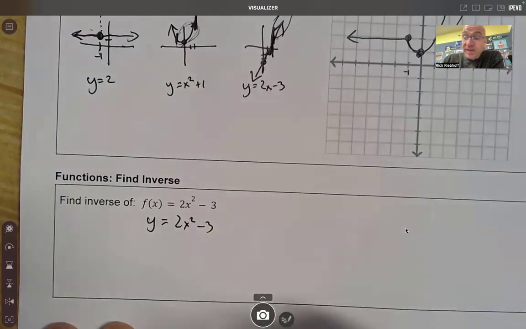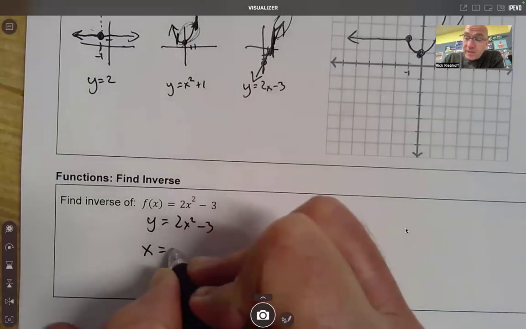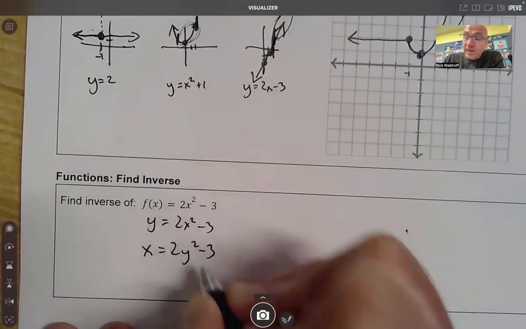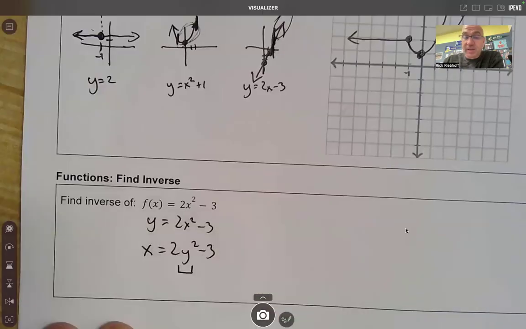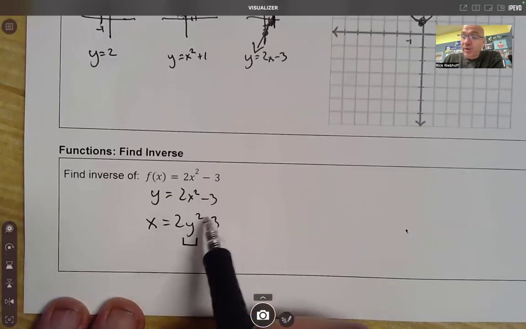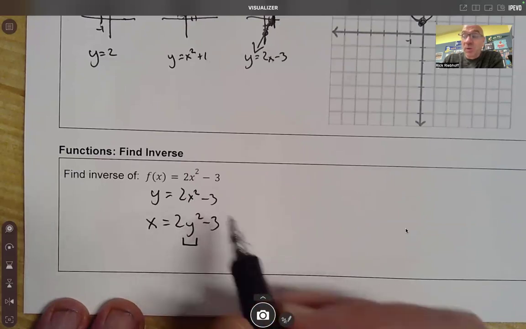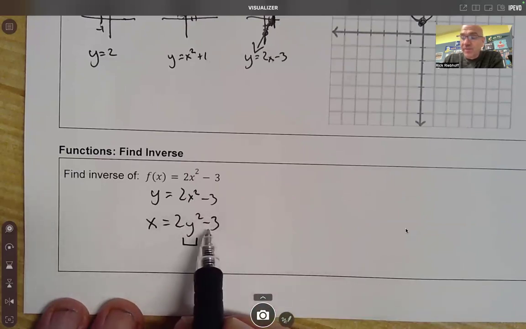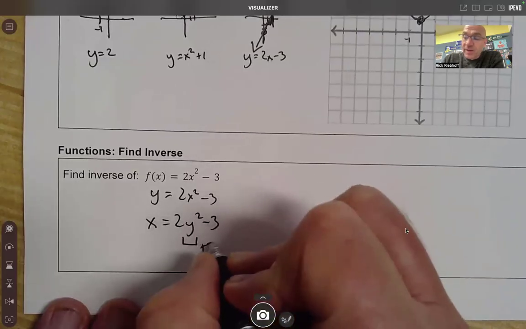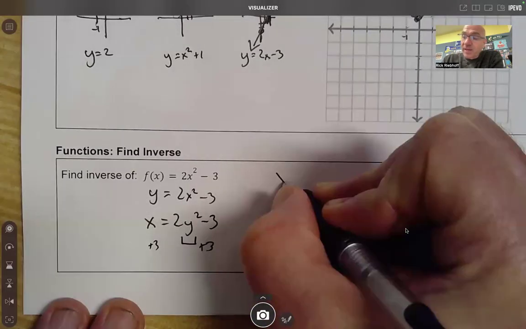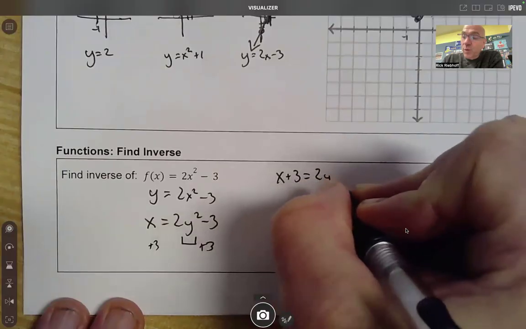Copy everything else down. Then you switch your x and y. X equals 2y squared minus 3. And now we want to get the y by itself. So that means I got to get rid of that 2, I got to get rid of that -3, and I got to get rid of the exponent 2. So what's the easiest one to get rid of? It's the -3. So let's add 3 to both sides. So I get x plus 3 equals 2y squared.